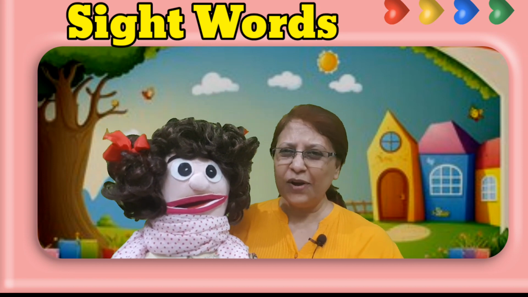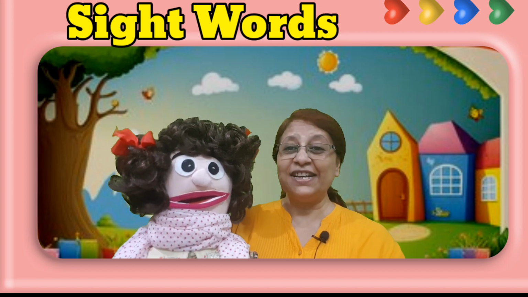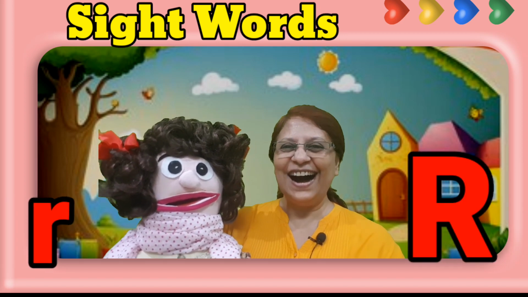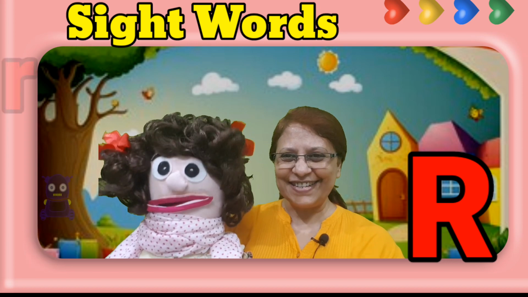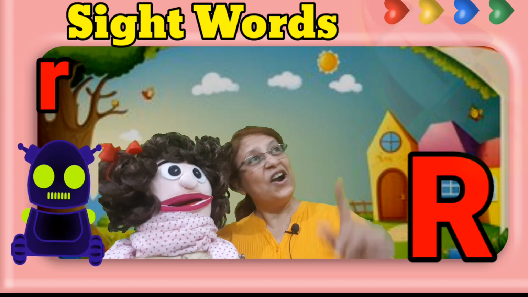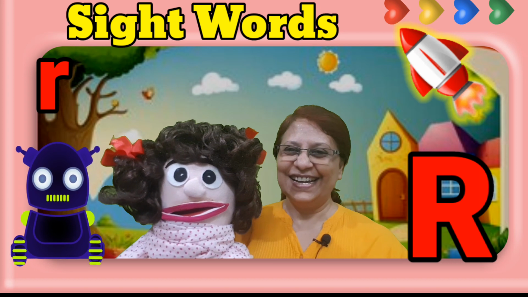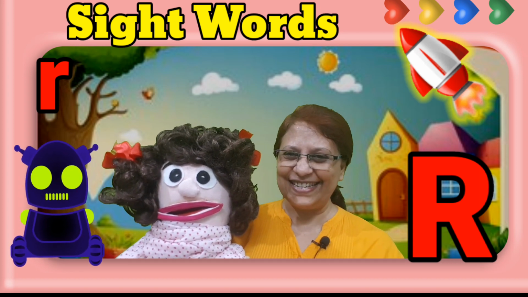Today we are going to learn sight words with initial letter R. R as in robot and R as in rocket. So let's get started. Let us begin with the sight word red. R-E-D, red. Let us say it together. R-E-D, red. Now let us look for the sight word red in this rhyme.